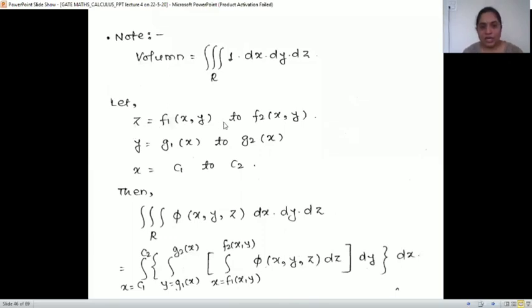Limits of z are always functions of x and y. Limits of y are always a function of x. And limits of x are constants c1, c2. Or these two we can change: limits of x are a function of y, and y are constants c1, c2. Okay, remember this. But z is always a function of x, y.